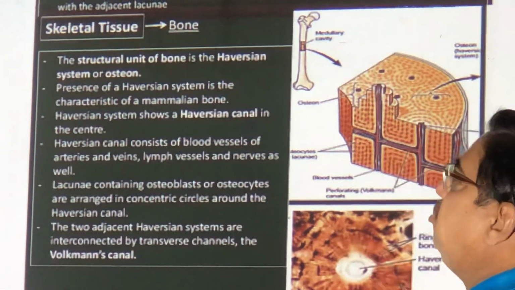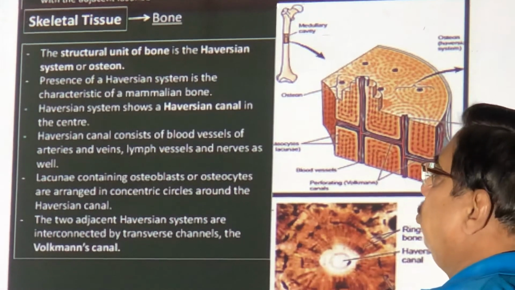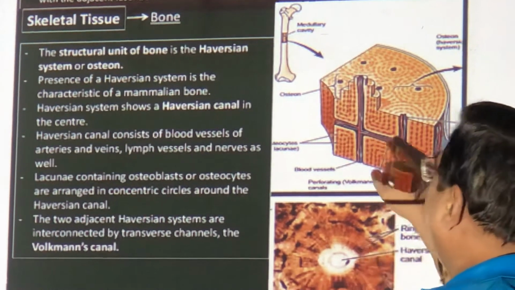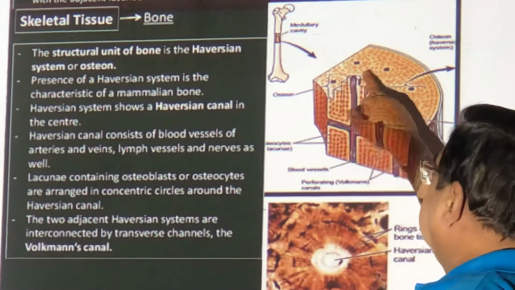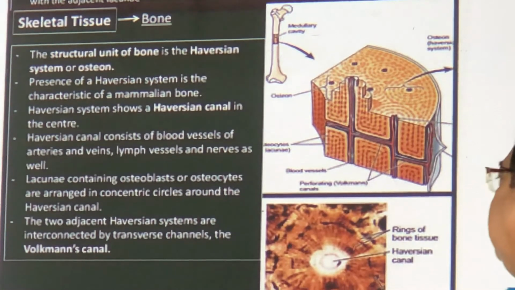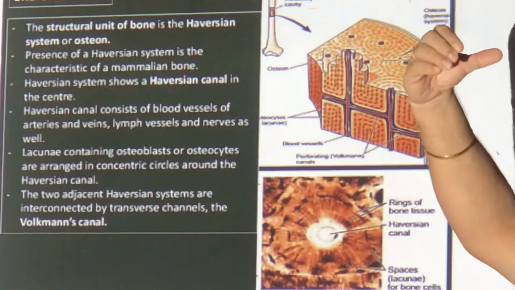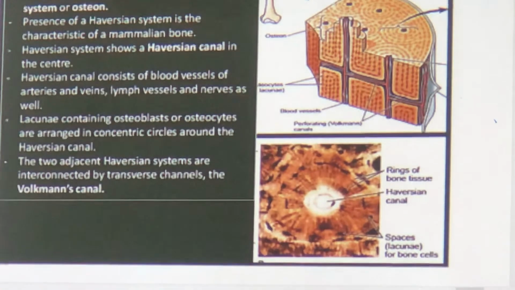So bone is not a dead tissue. Lymph vessels, blood vessels, nerves enter the bones through these Haversian canals. And the connections which are central are Haversian and the lateral are Volkmann's canals, named after the scientist. That is, the bone grows longitudinally. Okay.